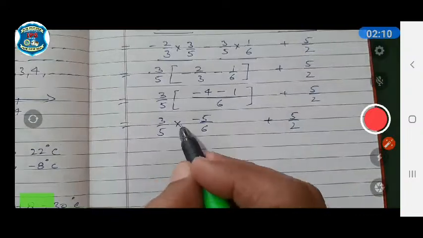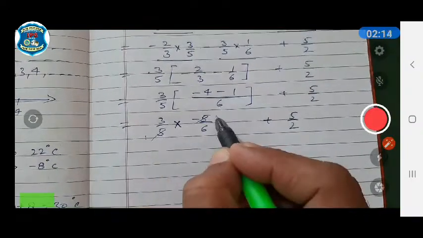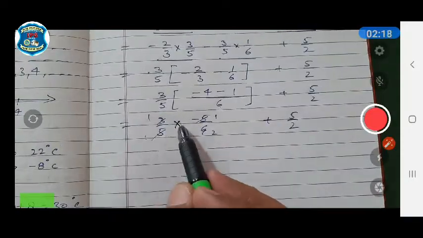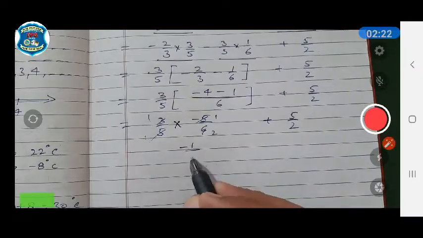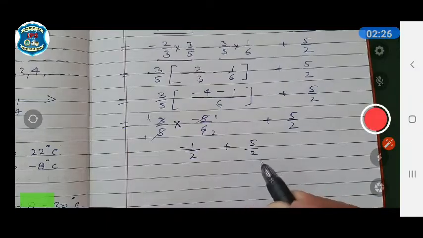Now you can cancel it because it is multiplication. 5 ones are 5, 5 ones are 5. 3 ones are 3, 3 twos are 6. The value is 1 into 1, it is minus 1, minus 1 upon 1 into 2 is 2. And this is plus 5 upon 2.